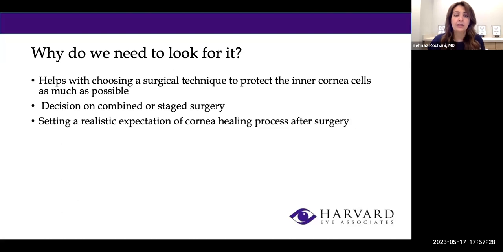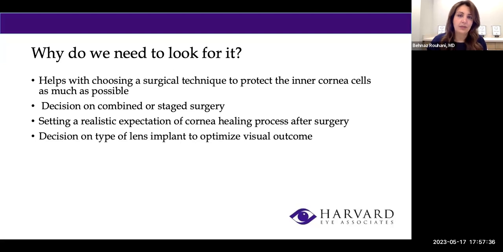And also setting a realistic expectation of how the cornea will heal after the surgery, and the type of implant. The lens implants, again, are very important to discuss with patients to set a realistic expectation of what we are looking at after surgery. And when we know there is such a thing, certain premium high technology lens implants are not a good candidate for this case. So it's very important to know not to put those implants in these eyes.